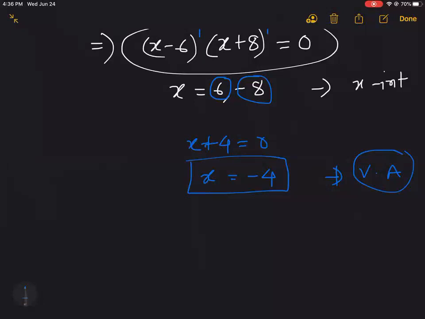Okay, next, we need to determine the behavior of the graph on either side of any vertical asymptote.